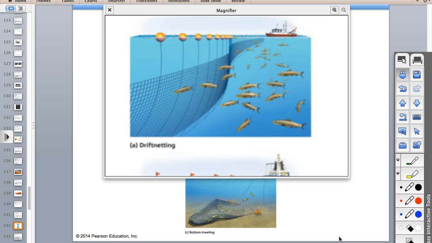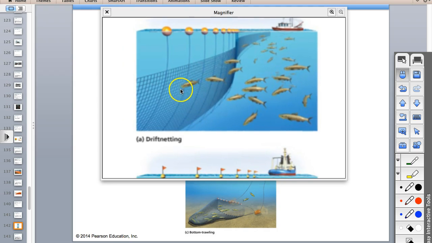But anyway, drift netting. What you do with drift netting is you have a series of floating buoys that support a net, and the net just drifts. The net is a certain size to match the size of fish you'd like to catch. If it's a really big fish, it won't fit and it'll swim away. If it's a little fish, too small for you, they can swim through the holes. If you want a medium-sized fish, those fish will swim partly through the net and get stuck in their gills. Then you pull the net in, and the fish are stuck in the net. So that's how that works.